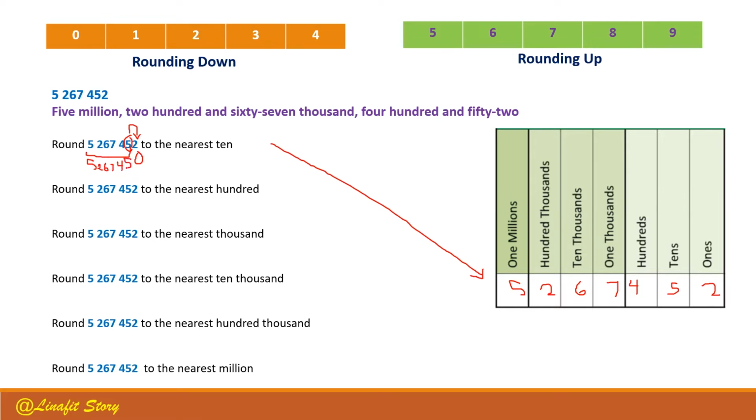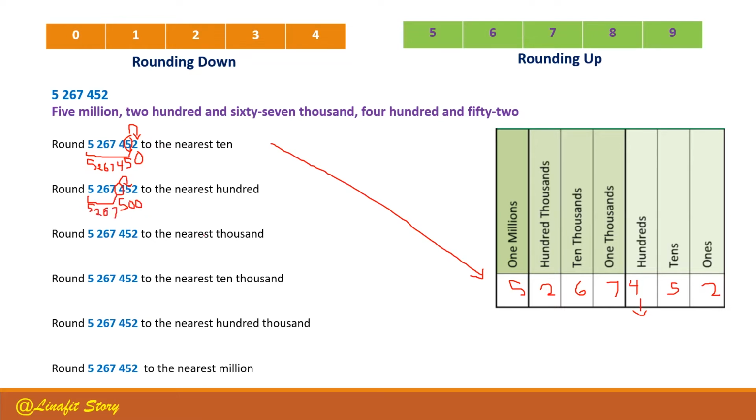Remember, 0, 1, 2, 3, 4 rounding down, while 5, 6, 7, 8, 9 rounding up. Next, to the nearest hundred. This is 4 in the hundreds place. The next digit after 4 is 5. So round up. So 4 plus 1 is 5, then 0, 0, and the rest you just copy.